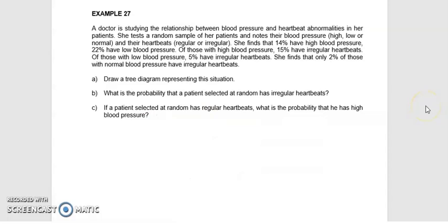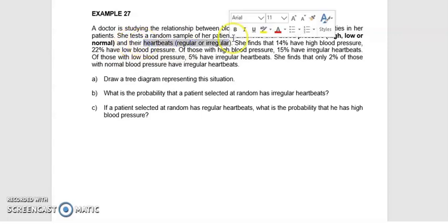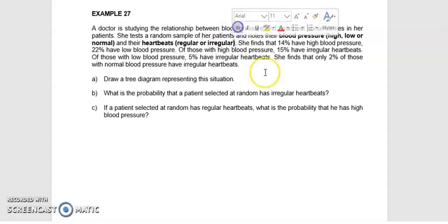Okay, let's look at this example. A doctor is studying the relationship between blood pressure and heartbeat abnormalities in her patients. She tests a random sample of her patients and notes their blood pressure: high, low, or normal. So this one will be the first event. And their heartbeats either regular or irregular. Note here that this one will be the second event.